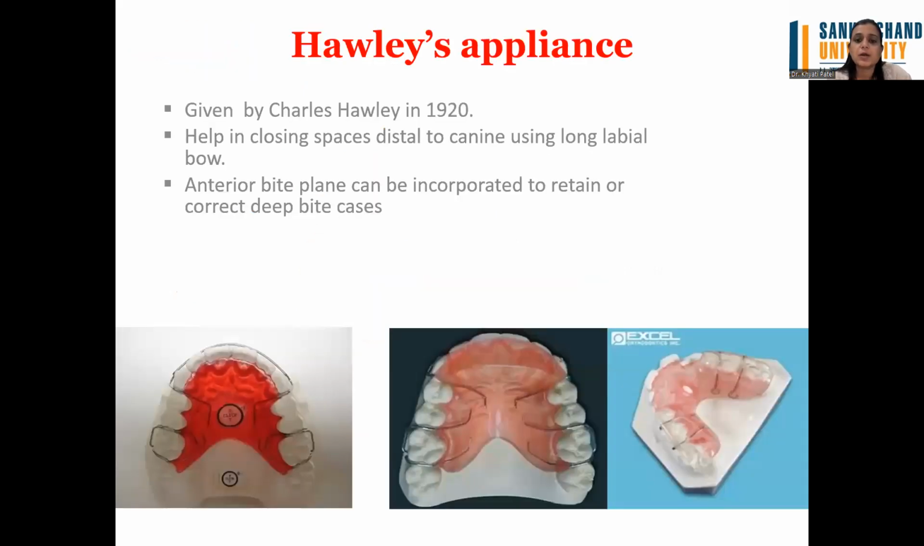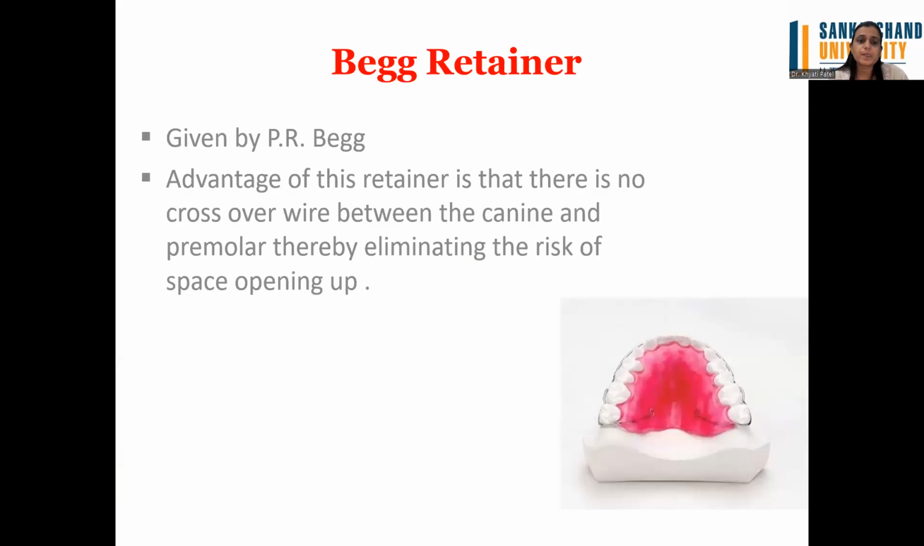Now you can see the figure of the Hawley appliance, which is the most commonly used retainer in day-to-day practice, which was given by Charles Hawley in 1920. It helps in closing the space distal to the canine using a long labial bow in extraction cases. Even we can incorporate an anterior bite plane to retain or correct deep bite cases. Second one is the Begg retainer. It is given by P.R. Begg. The advantage of this retainer is there is no crossover wire between the canine and the premolar, so it eliminates the risk of the space opening up. So this is the best retainer to give in extraction cases.